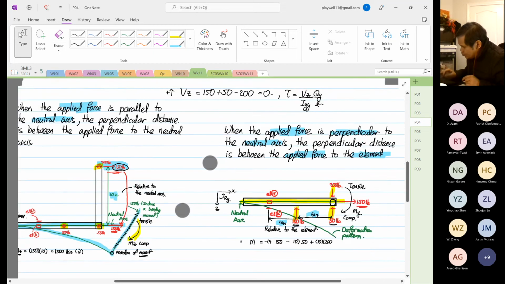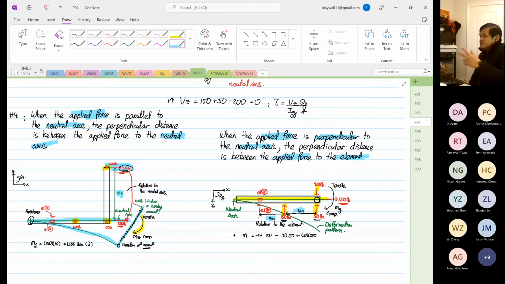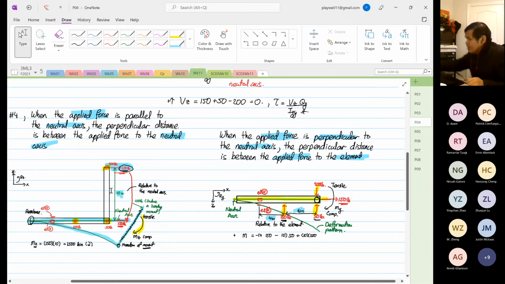One is to the neutral axis, right? The other one is to the element. Because if you get this wrong, your stress is wrong, and we are wasting time again. Okay.